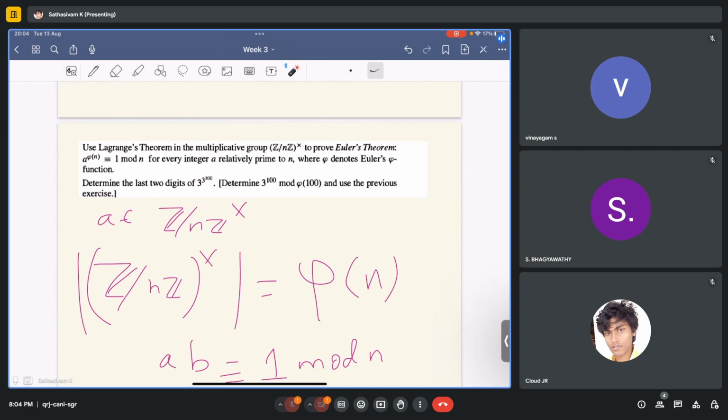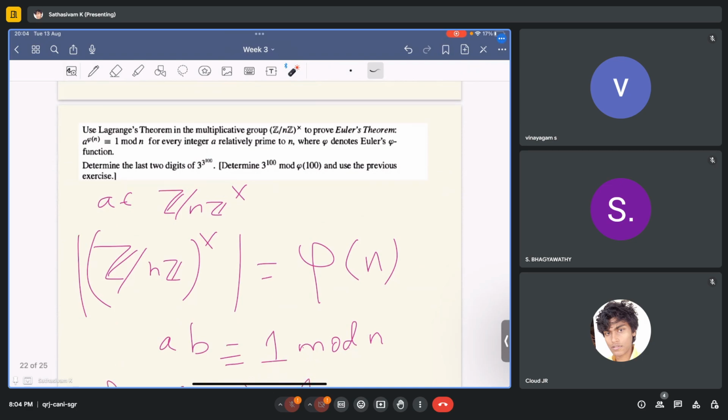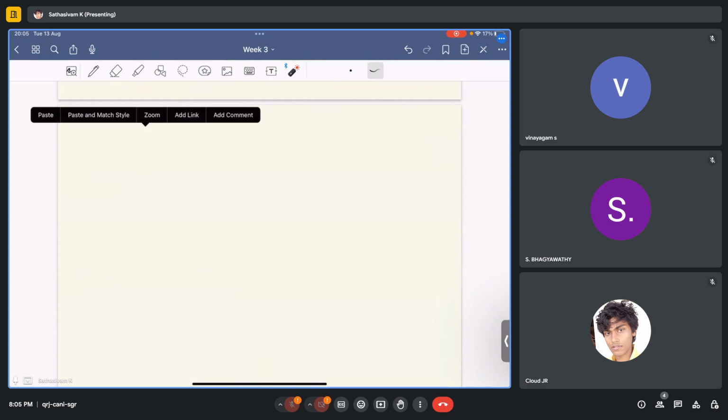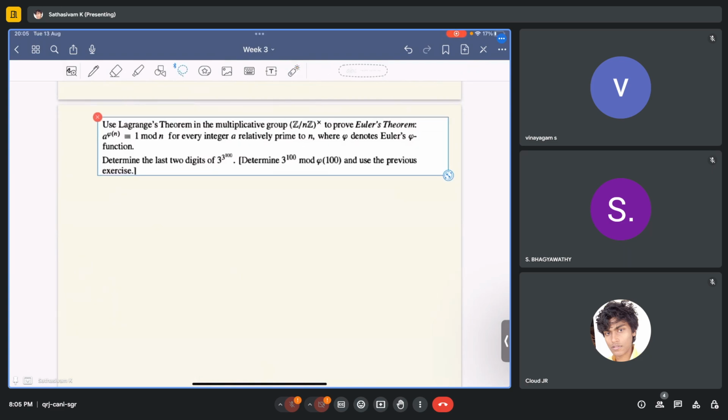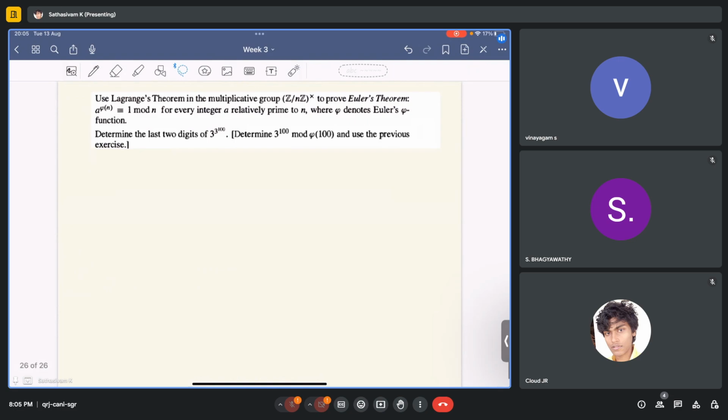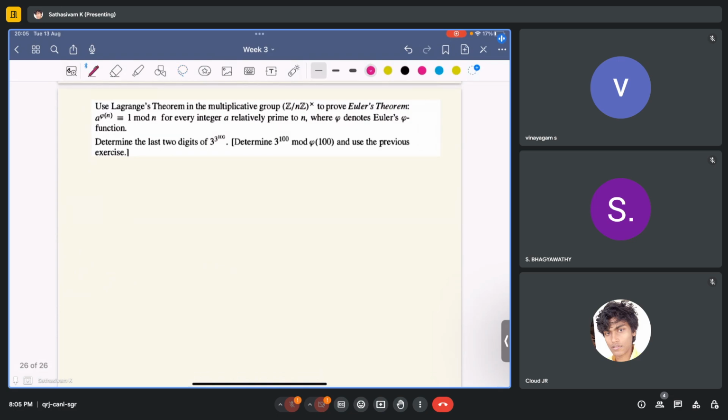Anyway, I will give the idea. First, let's think via Euler's theorem. I will copy it here, and maybe we'll go to a fresh page and start doing it. We are going to use Euler's theorem. First of all, why mod 100? I want to take the last two digits. So what is the last two digit?